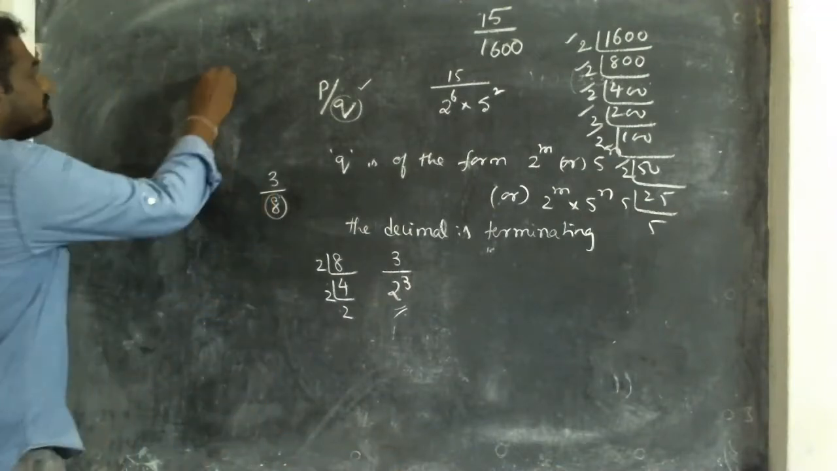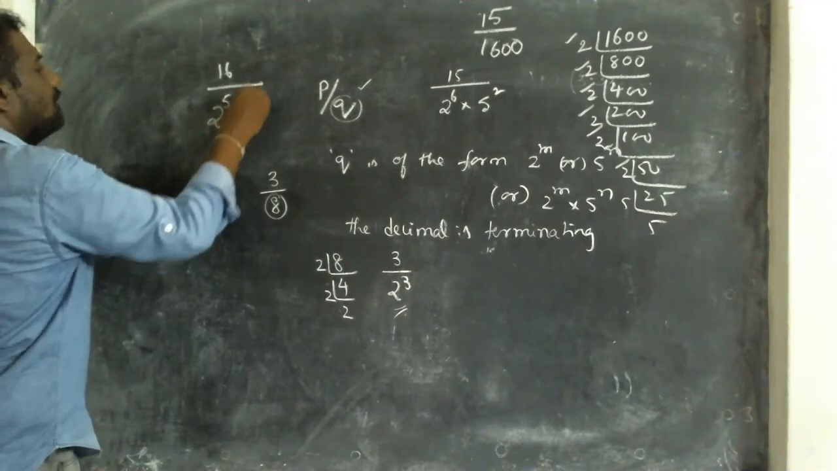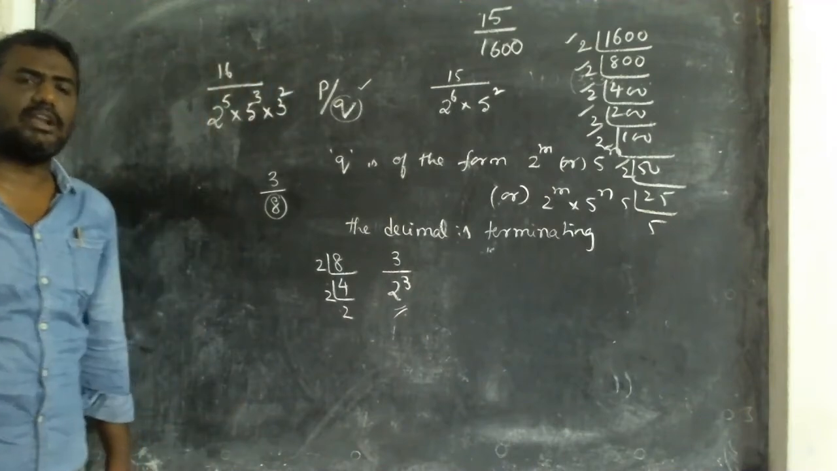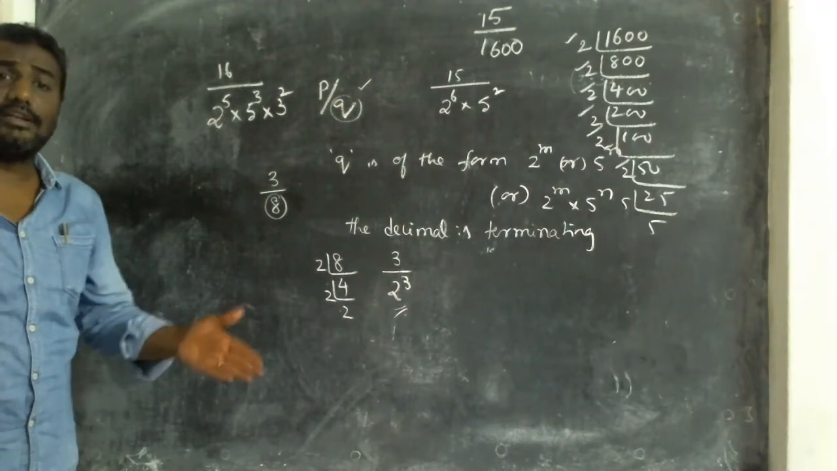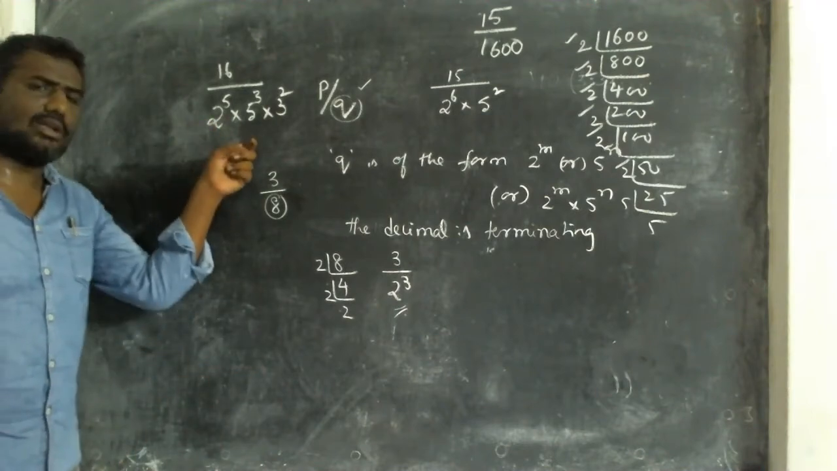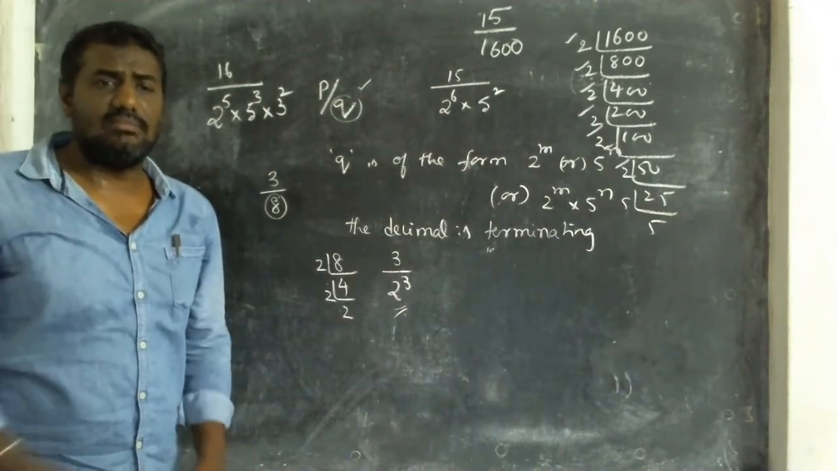Suppose you are having 2 power 5, 5 power 3, 3 power 2 in the denominator. Is this terminating or non-terminating? Non-terminating but repeating. Why? 2 power is there, okay. 5 power is there, okay. But an extra 3 is there. 3 should not be there. 3 is the extra number.